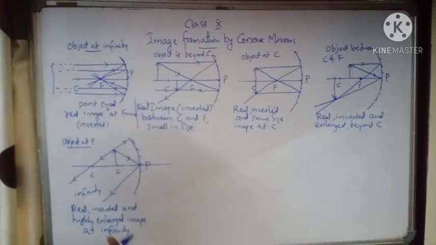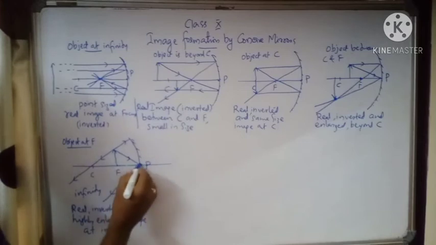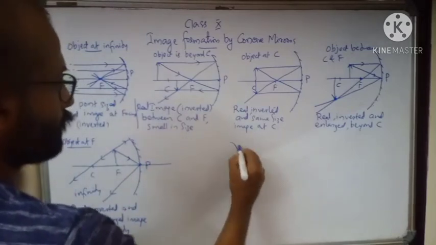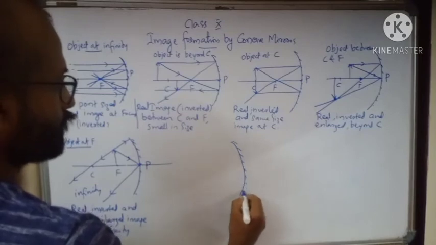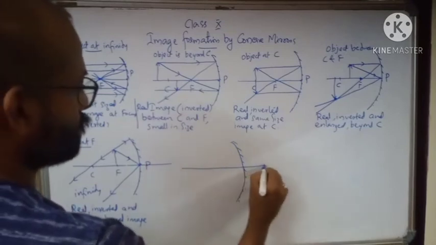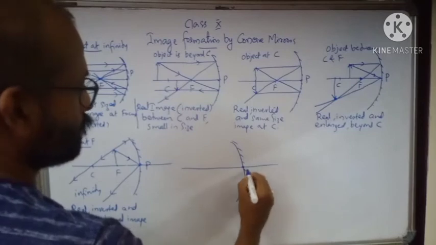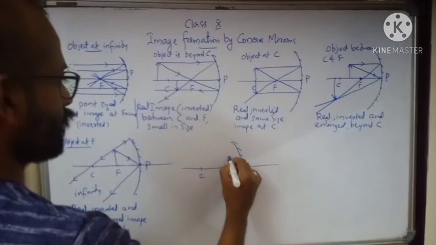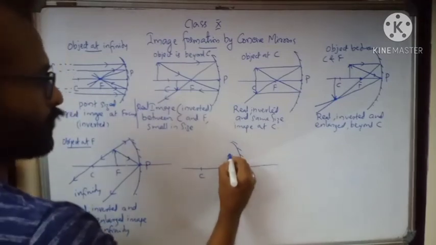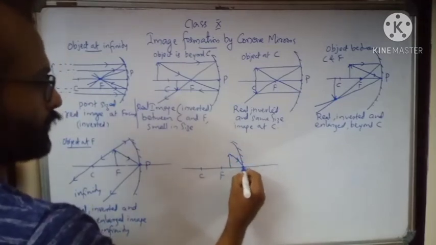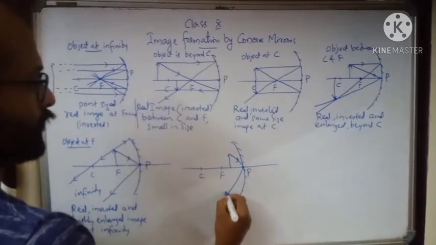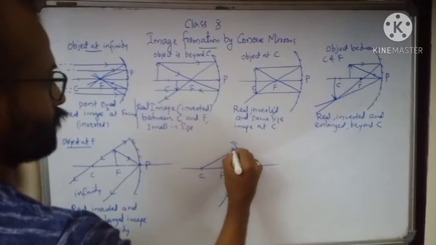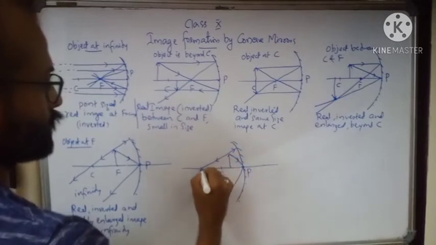Okay, now last one, we can just bring the object between focus and pole, and that will be the last ray diagram for concave mirror, image formation by concave mirror. This is our concave mirror. We have the principal axis, then we have the pole, focus and center of curvature. We place the object somewhere here. So I have drawn two light rays. One light ray obliquely incident, obliquely reflecting away. Second light ray, we can draw light ray passing center of curvature. This is also reflecting away.